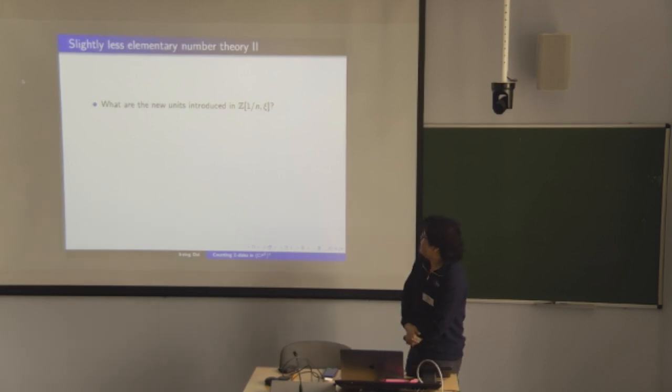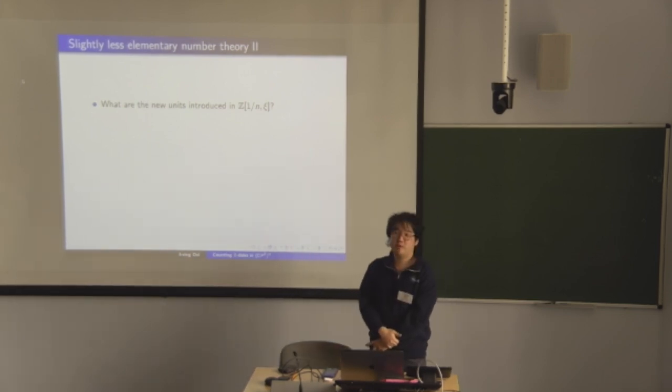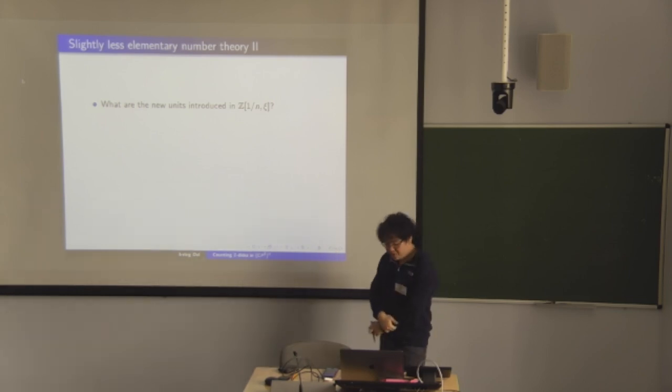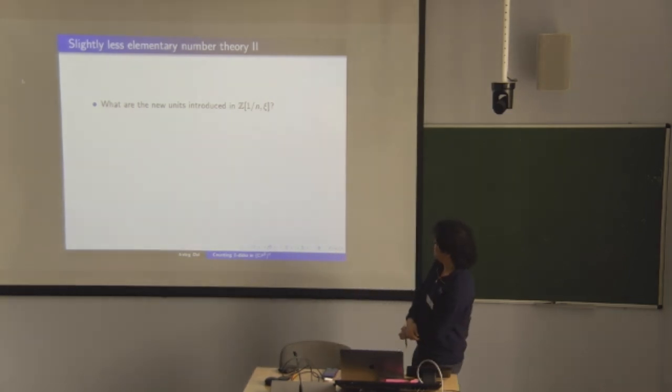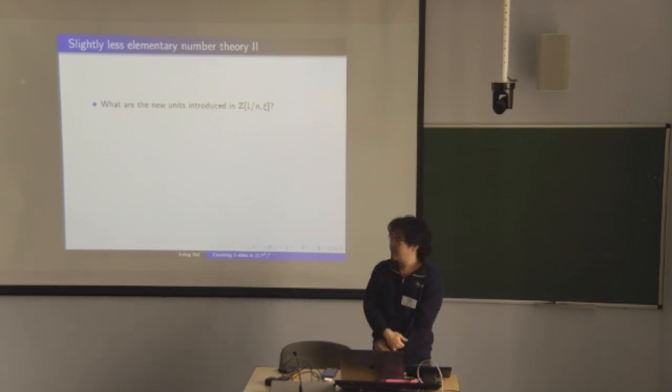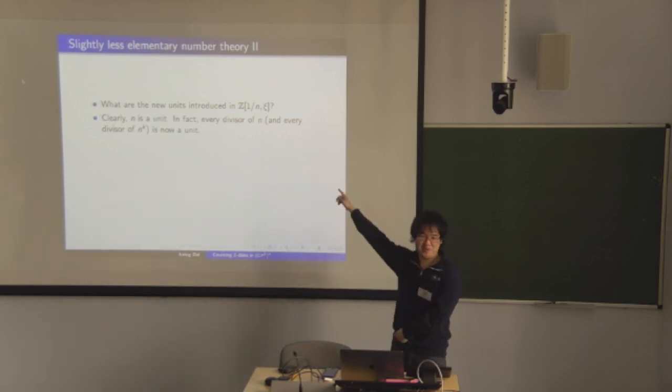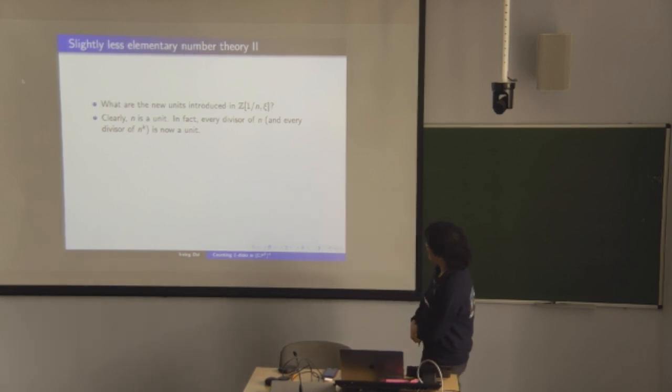So now you say, what I need to do is bootstrap to understanding the units in this augmented ring, where I've now inverted n. Okay? So what are the new units in this new ring Z adjoin 1 over n, chi? Well, the bright observation is that, obviously, n is now a unit. What other units are there?